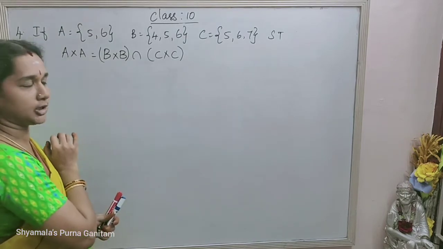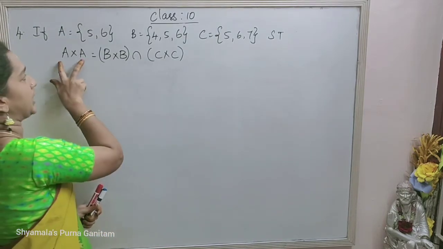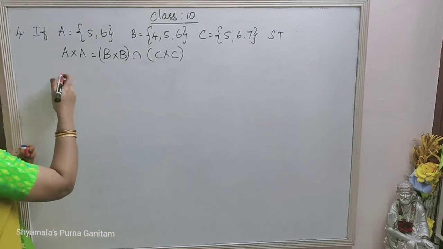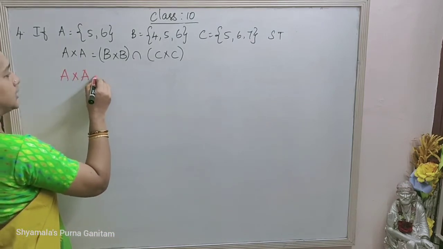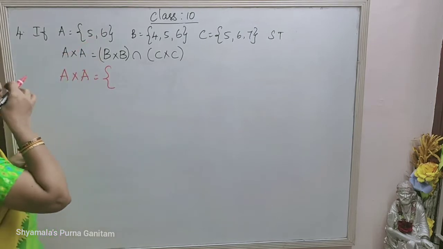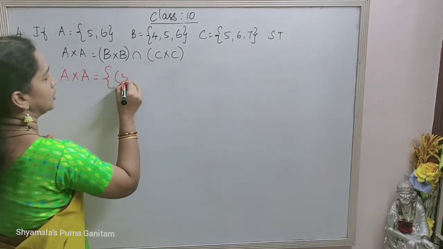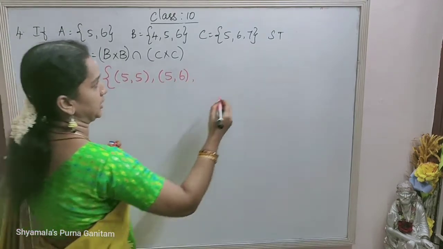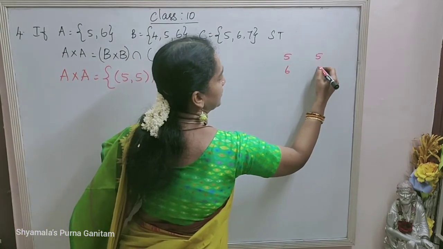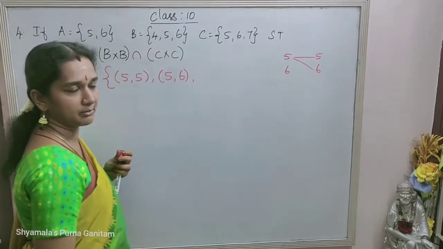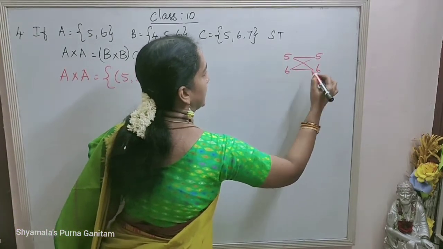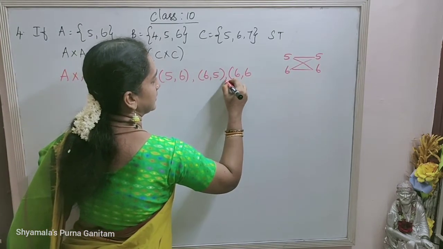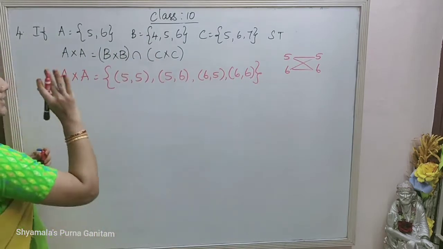Before going into this, we will first find the Cartesian products A cross A, B cross B and C cross C. First, A cross A, with 5, 6 and 5, 6. So the first pairs are (5, 5) and (5, 6), then (6, 5) and (6, 6). So this is A cross A.